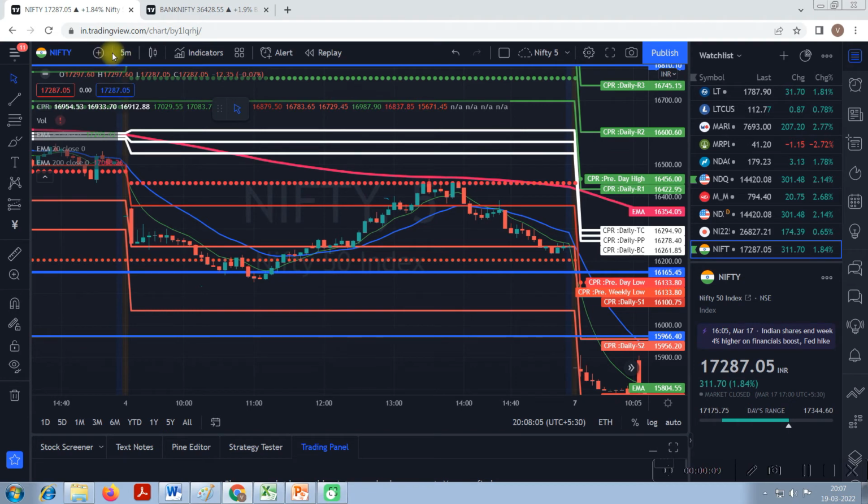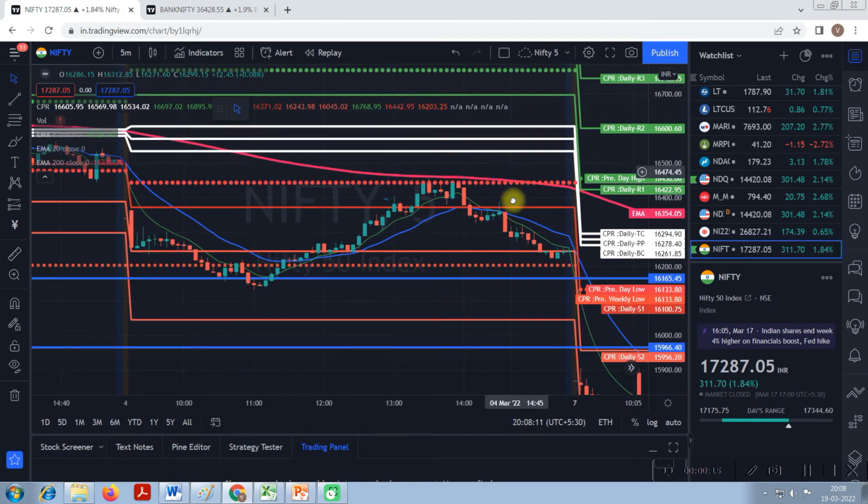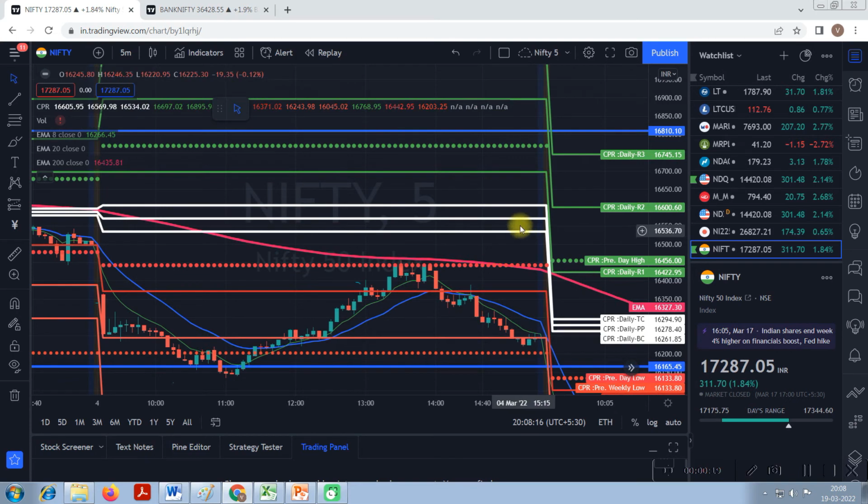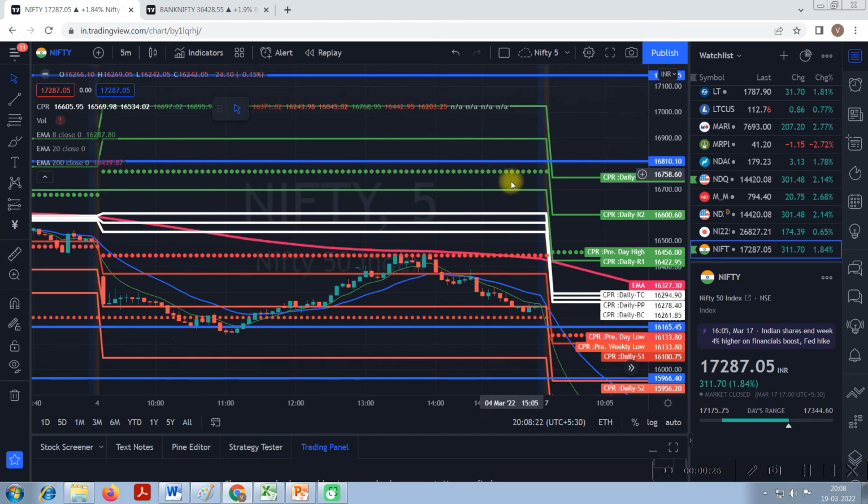This is the Nifty chart in TradingView. I am always using the 5 minutes time frame. I have 5 indicators in my chart. The first one is CPR, which contains center pivot, top CPR and bottom CPR in white, as well as R1, R2, R3 in green, as well as previous day high in green, S1, S2, S3 in red, previous day low in red. After that I am using 4 moving averages.